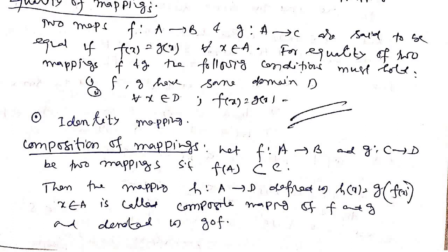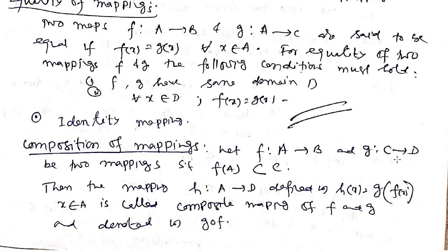Now composition of two mappings. If we take two mappings f from A to B, g from C to D, such that f(A), that is, the image set, should be contained in C. That is, actually B will be a subset of C. So this is a stronger condition. Or even instead of B we can take C, you can take B itself, because we know that B is a subset of B.